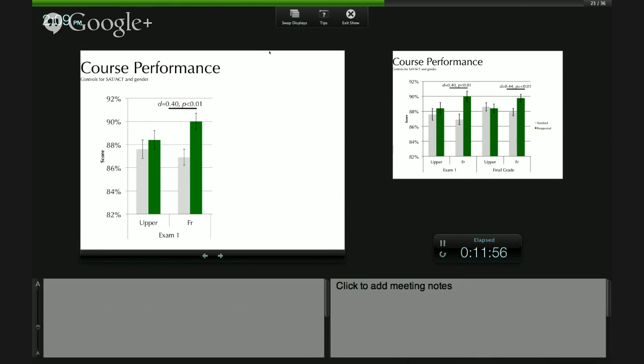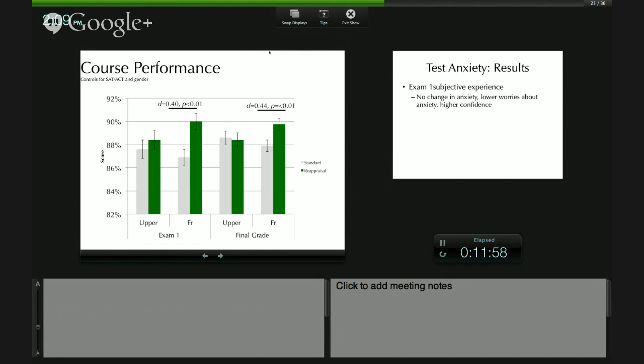We then look to see, does this persist throughout the course? If doing better on that first exam actually gets us to doing better in the course. In fact, what we found for upperclassmen, the answer is no. And for freshmen, the answer is yes. And this is about the difference between a B+ and an A- in the course.